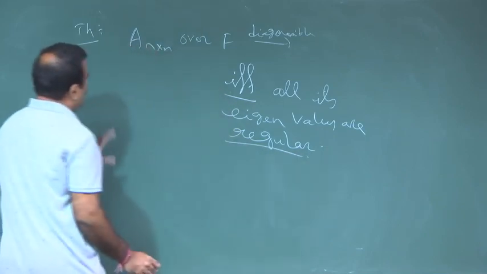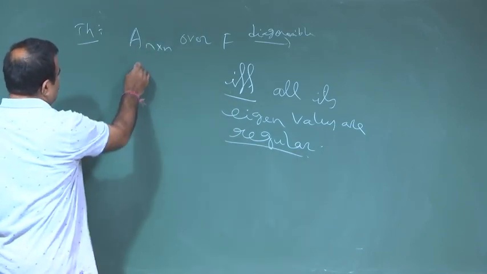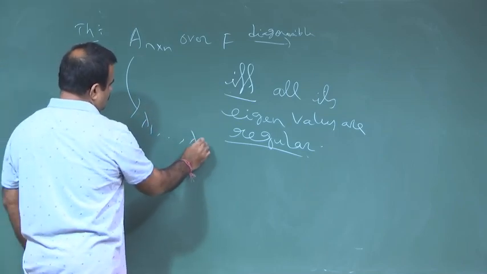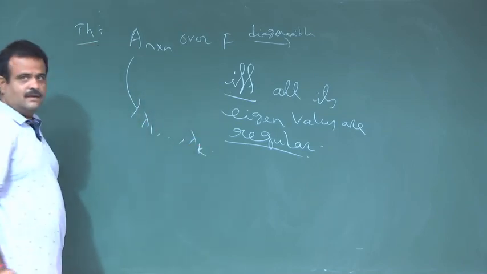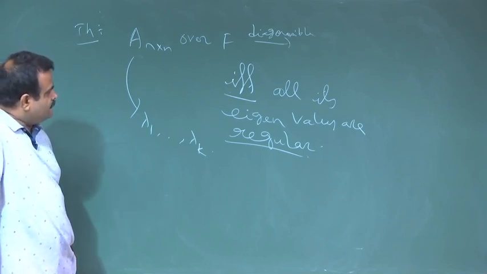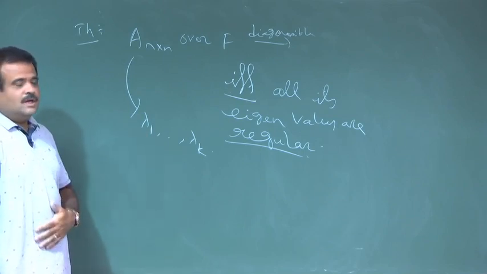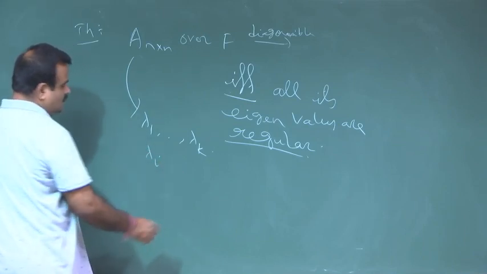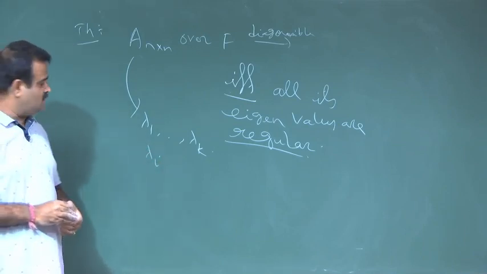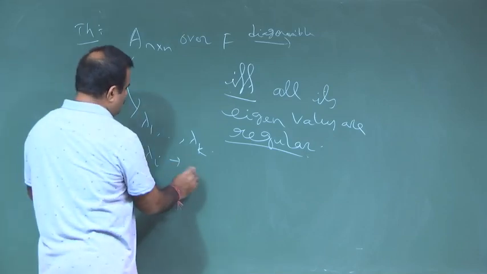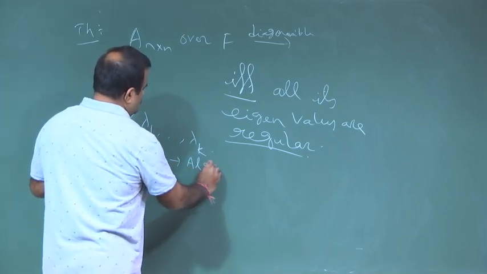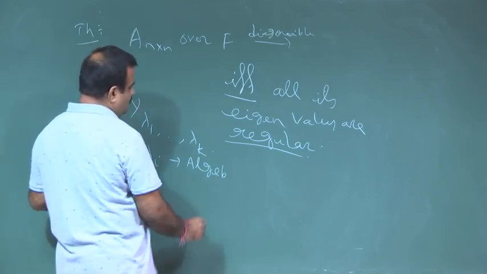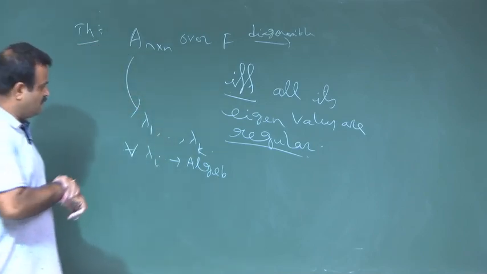Suppose A is a matrix. It has eigenvalues, say lambda 1, lambda 2, up to lambda k. They are distinct eigenvalues. Now, regular means, if you take eigenvalue lambda i, it has a geometric multiplicity and an algebraic multiplicity. So, for all eigenvalues, the algebraic multiplicity must be the same as the geometric multiplicity.